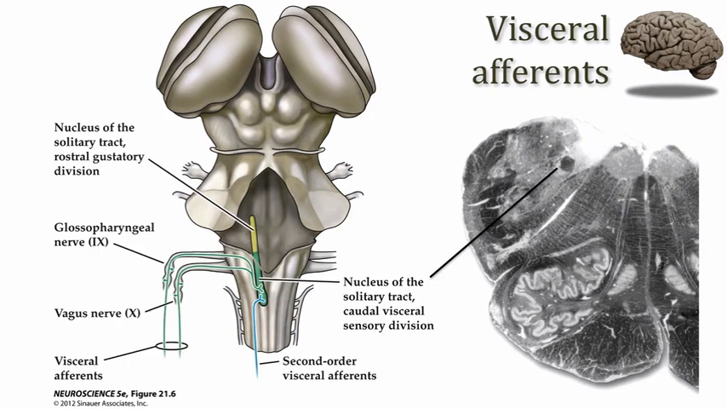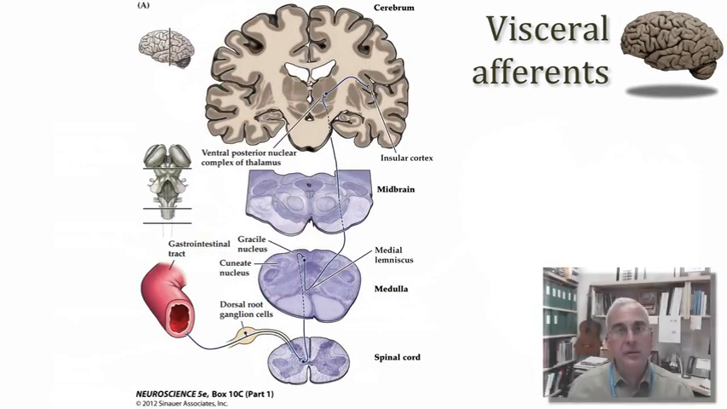Now, I want to make just one other comment about visceral sensory afferents, and it's reflecting some fairly recent discoveries about the way that visceral pain is processed in the central nervous system. There is now a well-understood pathway that runs through the medial part of the dorsal columns of the spinal cord that conveys visceral pain information.